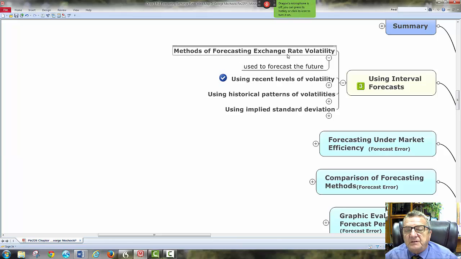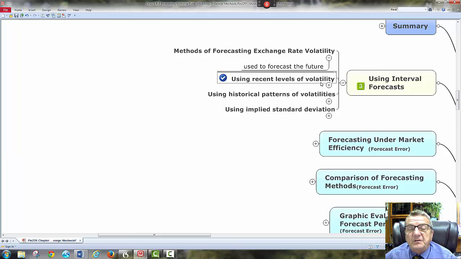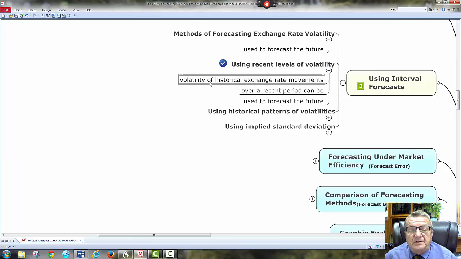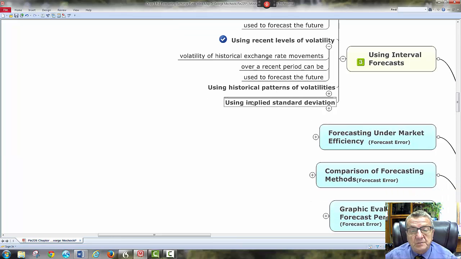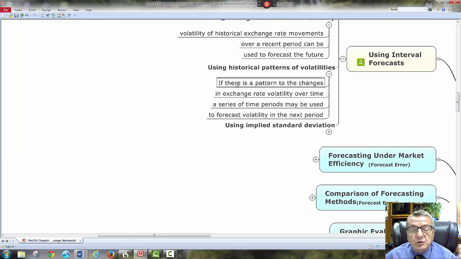Okay, so methods for forecasting exchange volatility. One is to use recent levels of volatility: historical exchange rate movements over a recent period can be used to forecast the future. Another is historical patterns of volatilities. If there's a pattern to the changes in exchange rate volatility over time, the series of time periods may be used to forecast volatility in the next period.